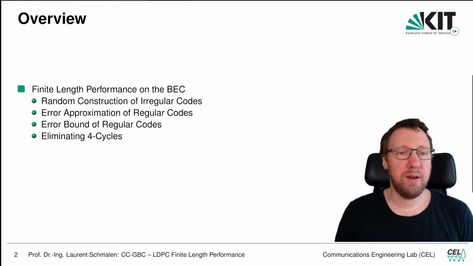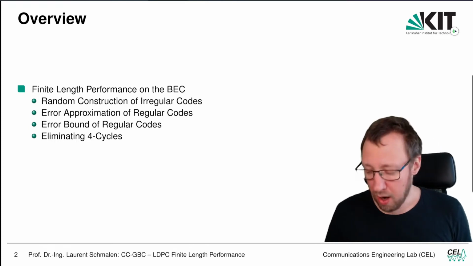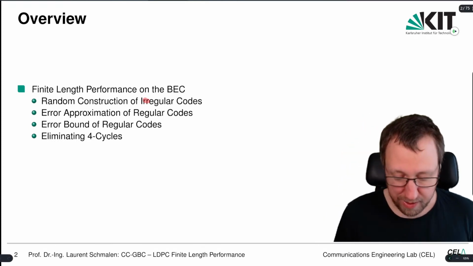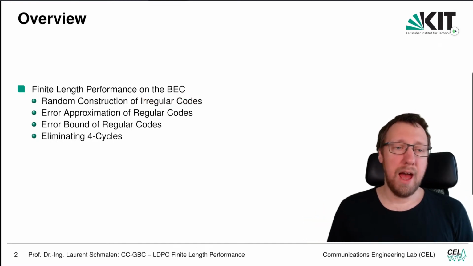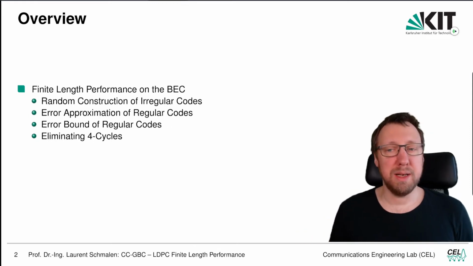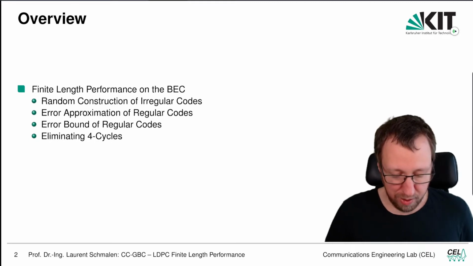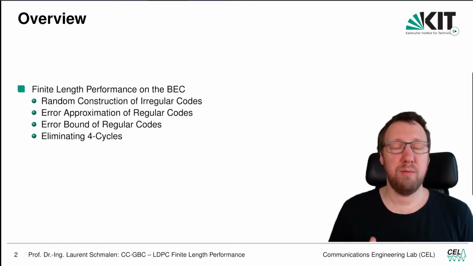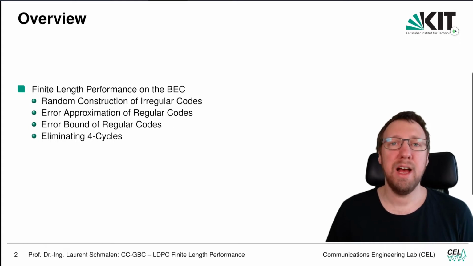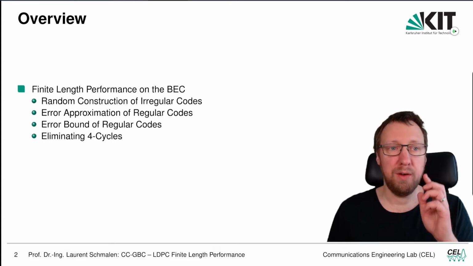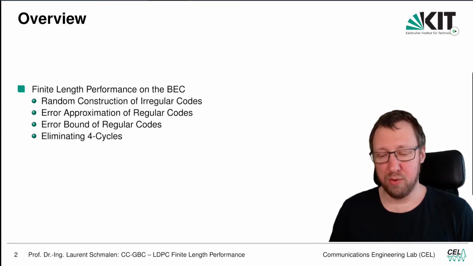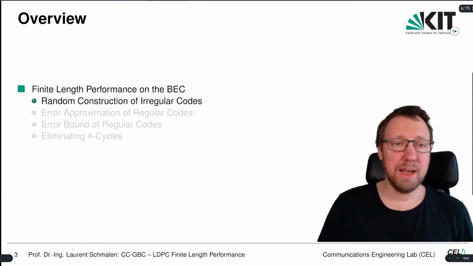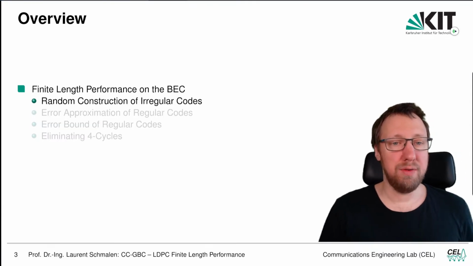So we are going to look at a few aspects. First, we're going to see how we can construct actually irregular codes. For regular codes, we have seen Gallager's construction. And for irregular codes, we're still missing how to properly construct such a code. And then we are looking at the error approximation, and we're going to calculate analytically how to approximate error performance. And finally, we're going to see how to improve the error performance to get something that works practically. So let's take a look at how we can construct irregular codes.